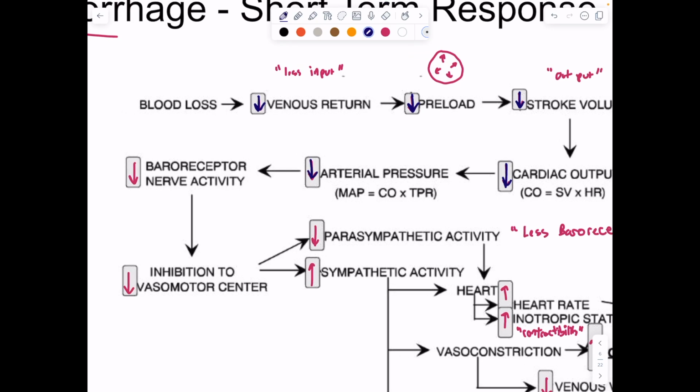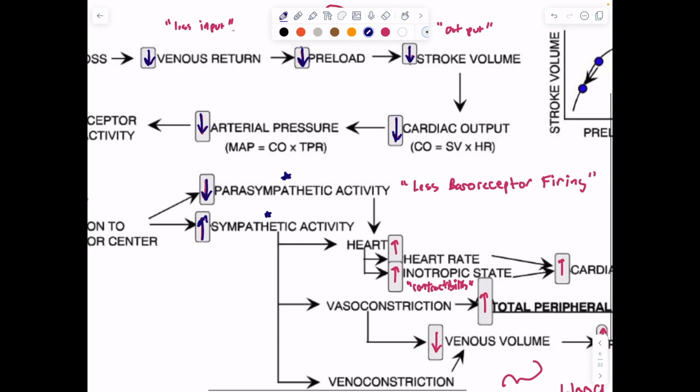As a result of that, your arterial pressure will be decreased. You'll have, as a result of that, less firing of the baroreceptors because the pressure is decreased, you're not meeting the threshold. That means that you're going to have less inhibition to the vasomotor center, aka less sympathetic inhibition, right? In normal circumstances, you have continuous firing of baroreceptors, a sort of tonic level. That continuous firing is inhibiting the sympathetic system activity, and so if you have less firing of baroreceptors, you're going to have less inhibition of sympathetic, you're going to have less parasympathetic activity, so more sympathetic, less parasympathetic activity.